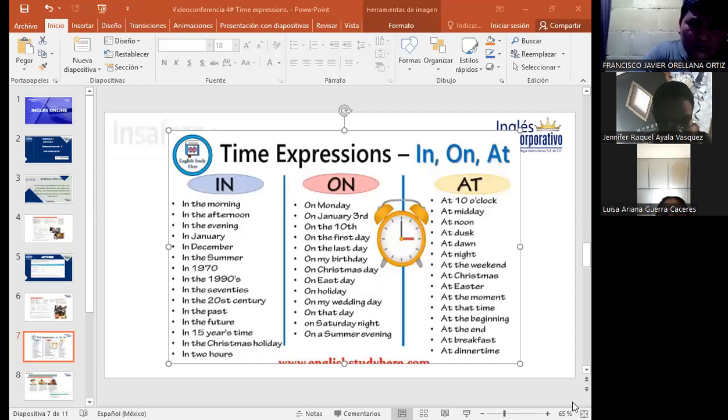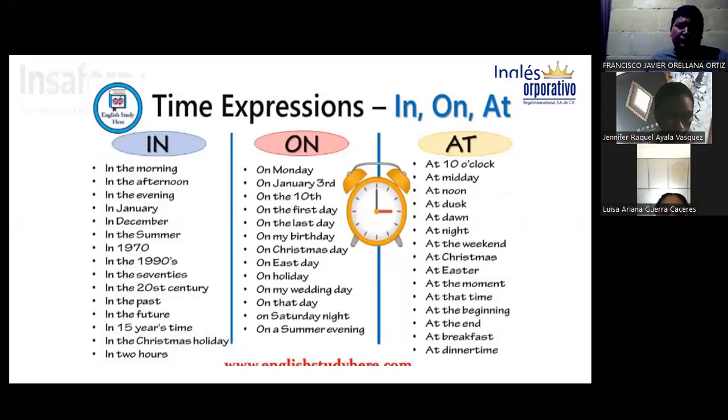Okay, can you see it now? Yes. Okay, so we have here some time expressions. And we have in, at, the, on. For example, in, we can use it in the morning, in the afternoon, in the evening. También se ocupa para los meses. In March, in April, in June. Para los años, in the 90s, in the 20s, in the 70s, in the 20th century, in the past, in the future, in 15 years' time. In the Christmas holiday, in 2 hours. So we can use this one for time expressions.